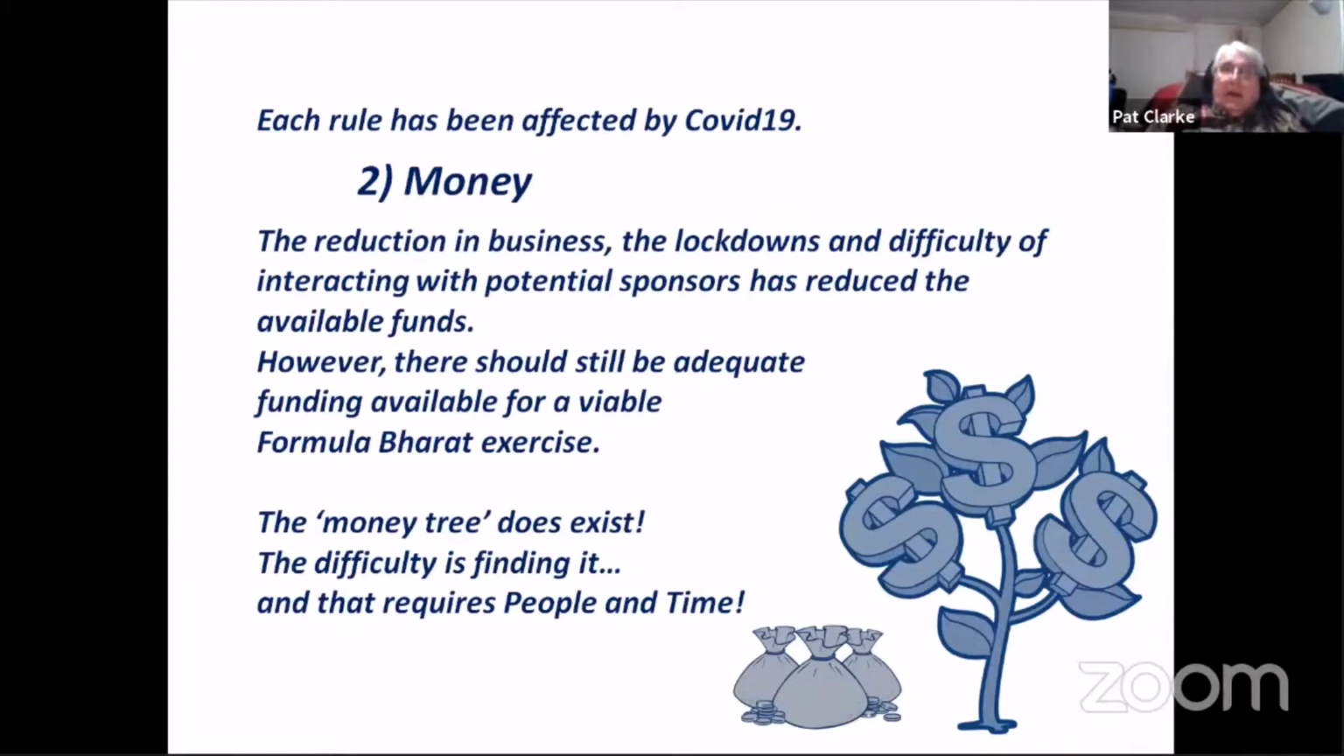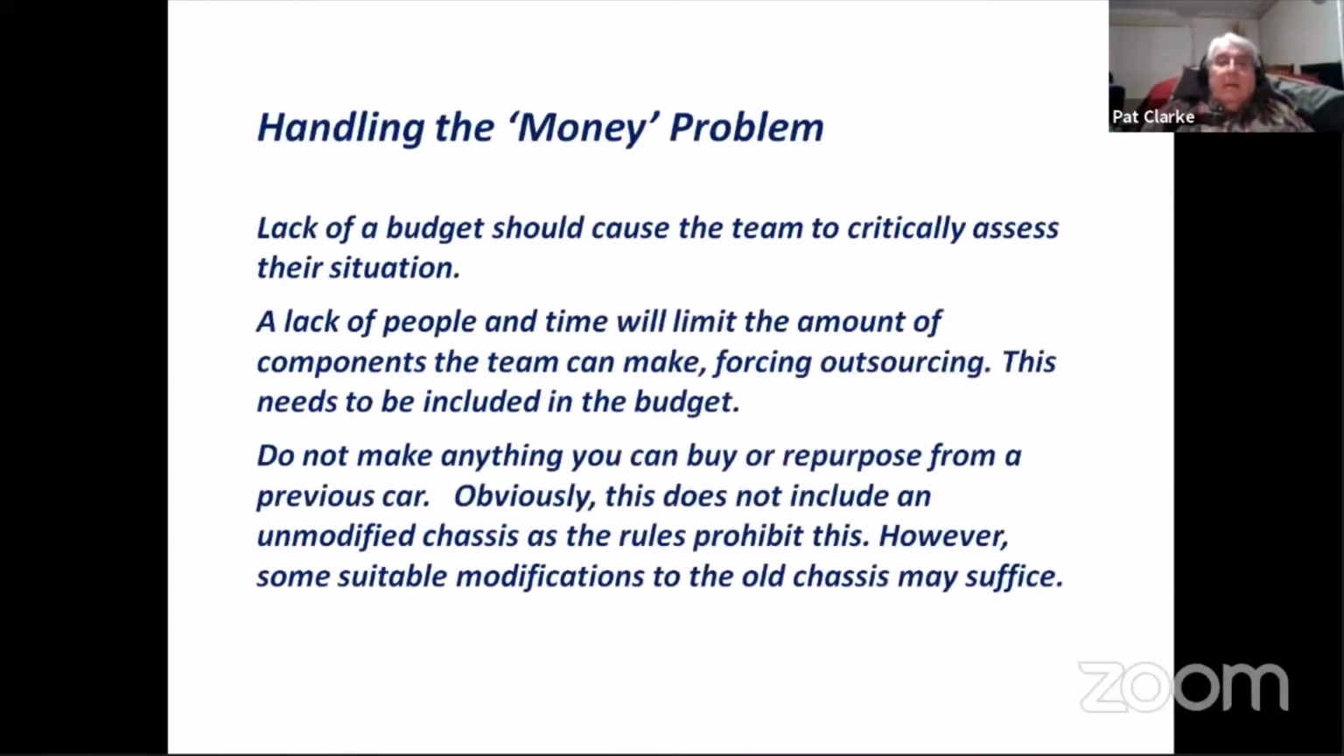Now, get this straight. There won't be perhaps as much funding or as much money as you would like. So the plan, and part of the Keep It Simple thing, is to not plan stuff that's going to cost a lot of money. You have to look at ways of reducing your costs. I said the money tree, it does exist. The difficulty is finding it, and that requires people and time. And I'm going to talk a little bit in a while about how you go about raising money.